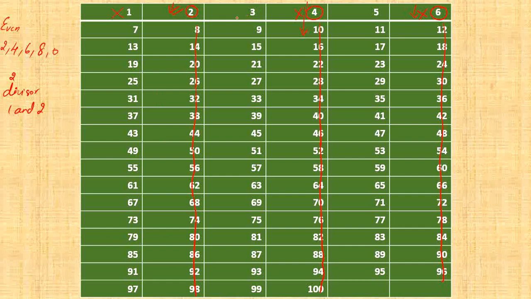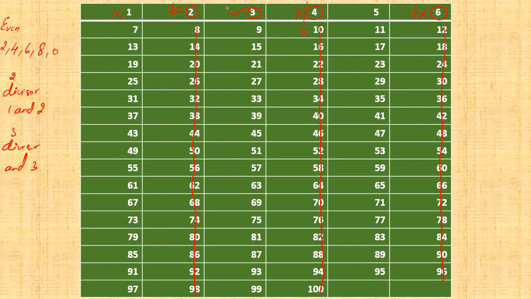Let's start with number 3. Number 3 has the divisors 1 and itself. So 3 has divisors 1 and itself. So it's a prime number. But multiples of 3 are not prime numbers.